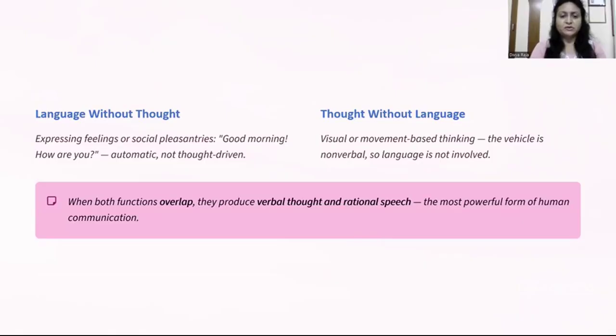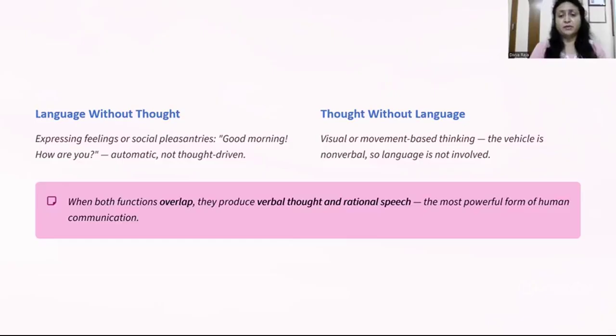We also need to know that sometimes language happens without thought, when we speak without thinking much, right? Like for example, exchanging pleasantries in a social gathering. It's more mechanical when you say namaste or good morning, how are you? So it's not thought driven and it's very automatic.